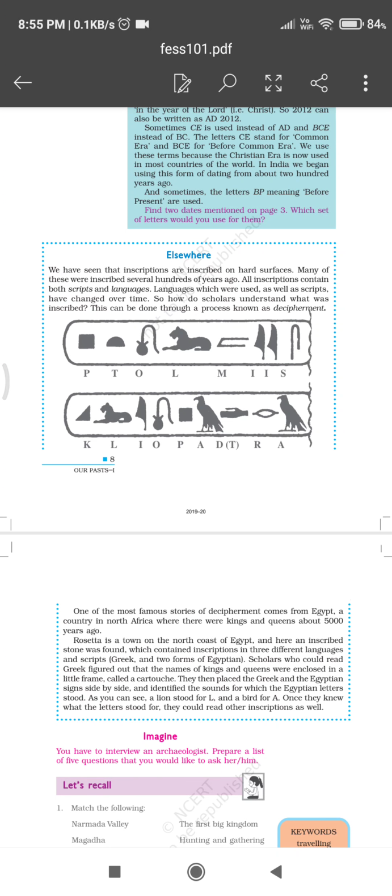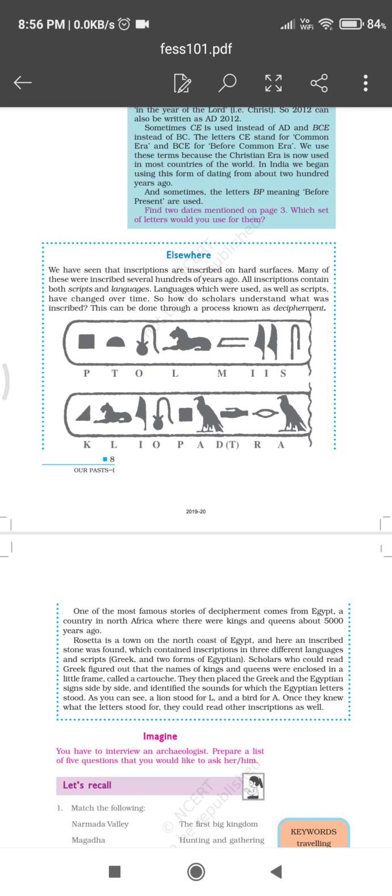is one town called Rosetta, and there historians found some inscriptions, and these inscriptions are in 3 different languages and scripts. One script is Greek and the other two are forms of Egyptian. Scholars who could read Greek figured out that the names of kings and queens were enclosed in a little frame. So historians placed the Greek and Egyptian signs side by side and identified the sounds for which Egyptian letters stood.